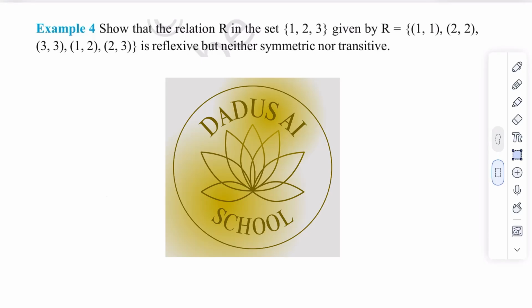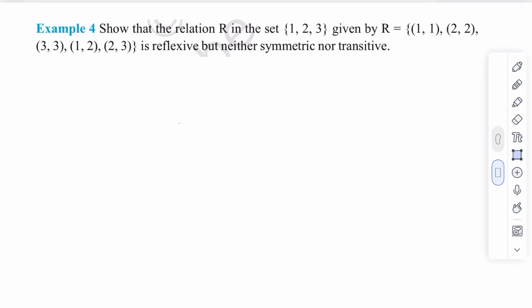So look at this problem. This problem states that a relation is given in the set {1, 2, 3}, and the relation is given by {(1,1), (2,2), (3,3), (1,2), (2,3)}, and we have to show that it is reflexive but neither symmetric nor transitive. Okay, so to understand this problem, first we have to understand what's a relation.